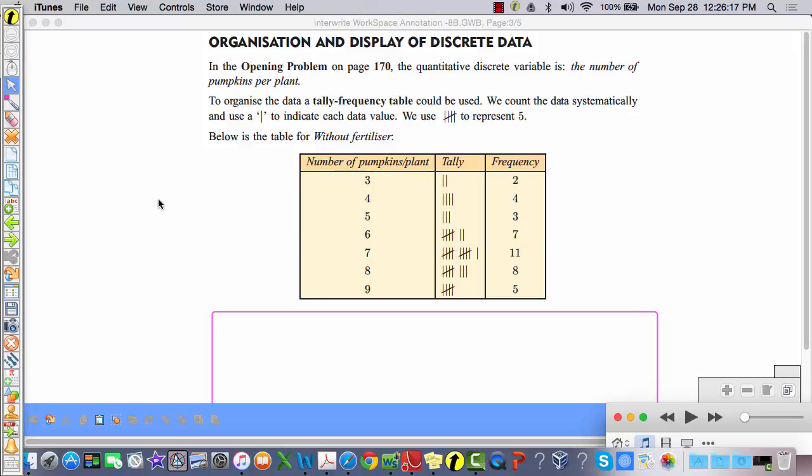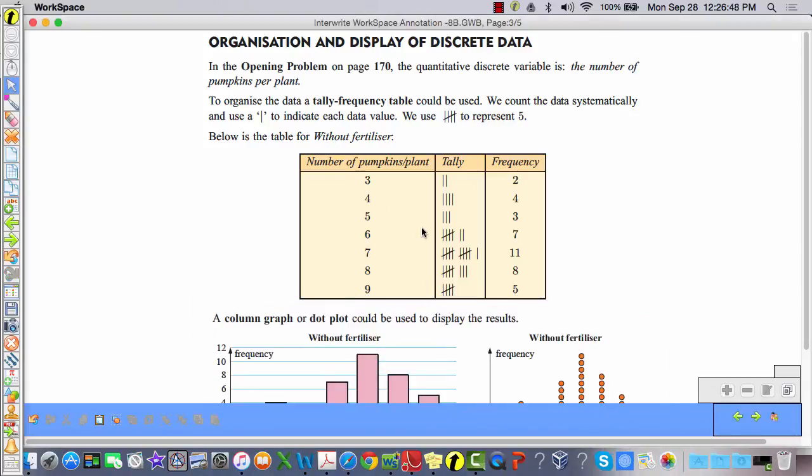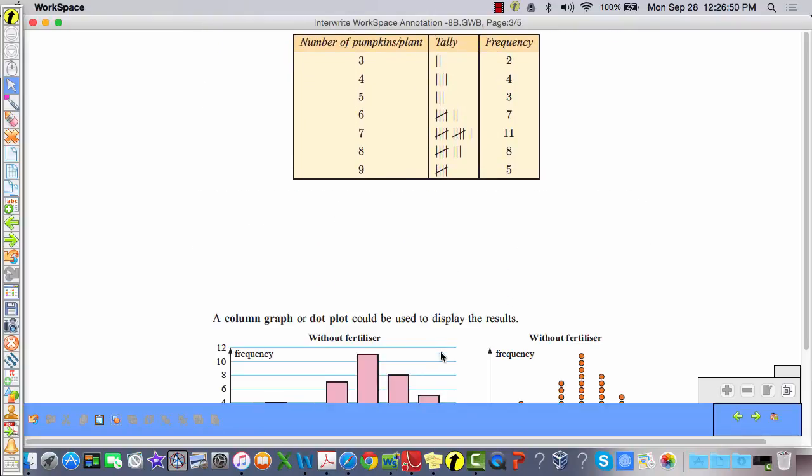All right, so how do we display discrete data? This is data from the opening problem on page 170, if you want to take a look at that. The number of pumpkins per plant: 2 plants had 3 pumpkins, and as we scroll on down, 11 plants had 7 pumpkins, 5 plants had 9 pumpkins. There are many different ways that we can display this data. We're going to take a look at a couple of them. I'm going to move them up for us.